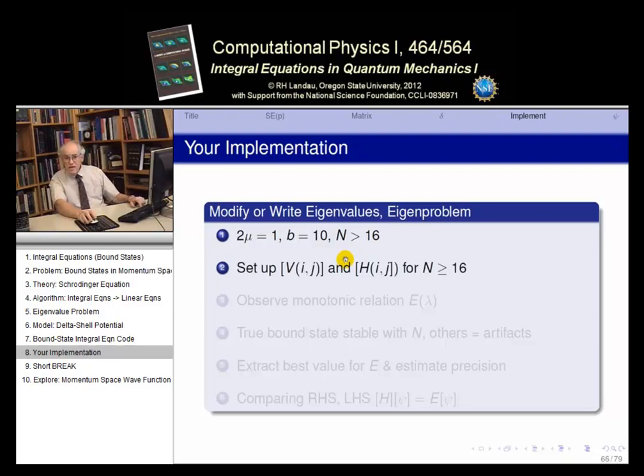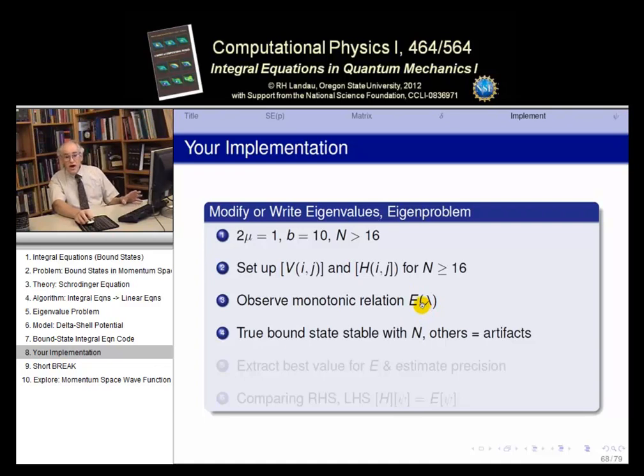Okay? So you have to set up the potential matrix, set up the kinetic energy, the Hamiltonian matrix, the sum of the two. And what you should observe is that there should be a monotonic relation between the energy as a function of the strength of the potential, lambda. So as you make the strength of the potential greater, or more negative, as the case may be, the bound state gets deeper and deeper. It's not a linear relation. It's a nonlinear relation in the energy, because lambda appears just one place there, but this relation is not linear in any case.